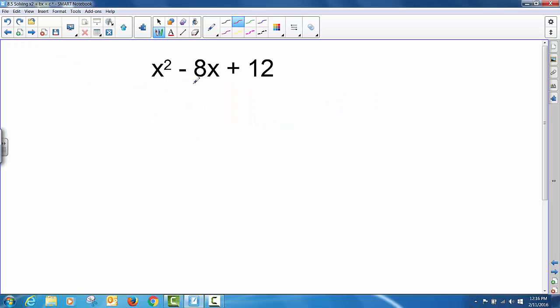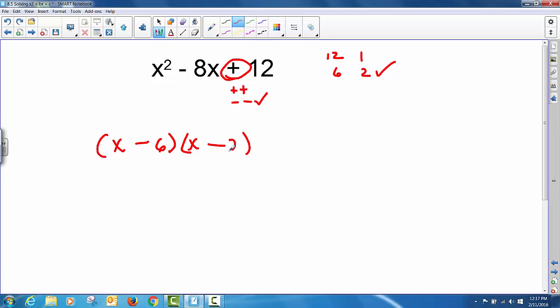We've got x squared minus 8x plus 12. We want factors of 12 that add up to 8. And once again, it's a plus plus or a minus minus. This tells you that it's minus minus. So factors of 12 that add up to 8. So we've got 12 and 1, 6 and 2. Oh, there it is. So we come over here and we write x and x. We said it was going to be minus and minus, and we put our 6 and our 2, and we're done.